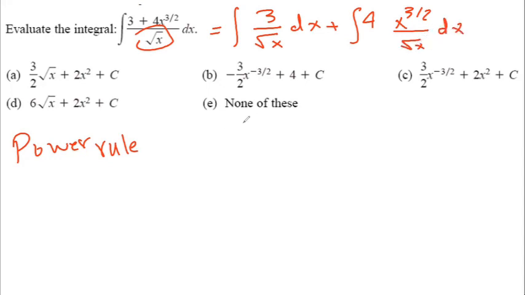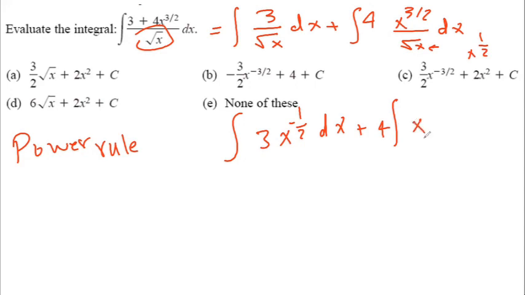So write in index form, so it will be 3x power negative half plus 4. This is x power half down there. So when you subtract, you get x power 1, 3 over 2 minus 1 over 2. So now when you integrate, you should get a constant for each integral, but as we know, constants will add to one constant at the end.